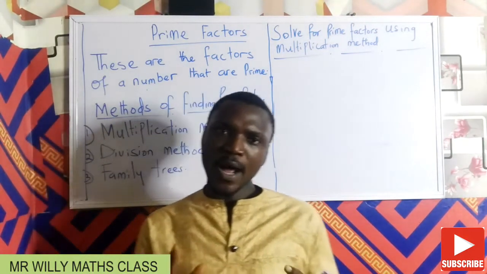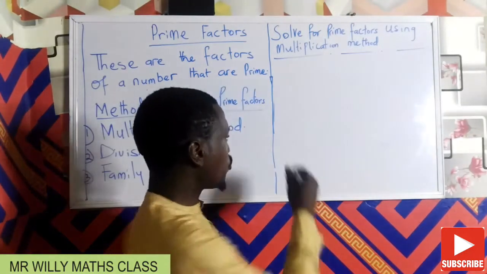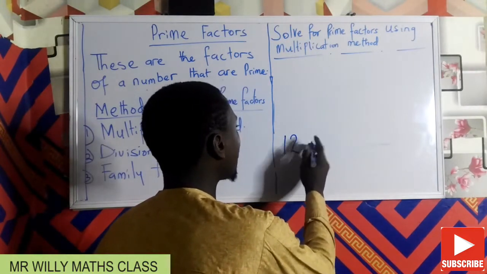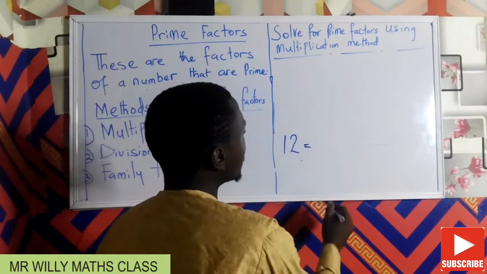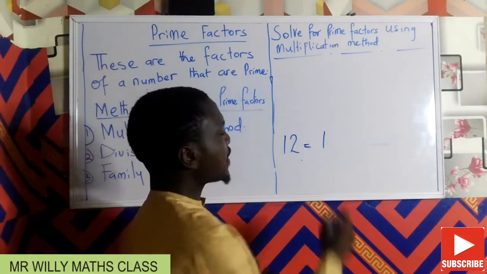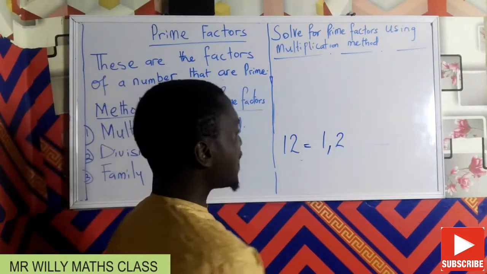For example, if you are asked as a JSS1 student, what are the factors of 12? What they're asking is: write out the numbers that will divide 12 without any remainder. For example, 1. 1 is a factor of 12 because 1 will divide 12 without any remainder. 2 is a factor of 12 because 2 will divide 12 without any remainder.